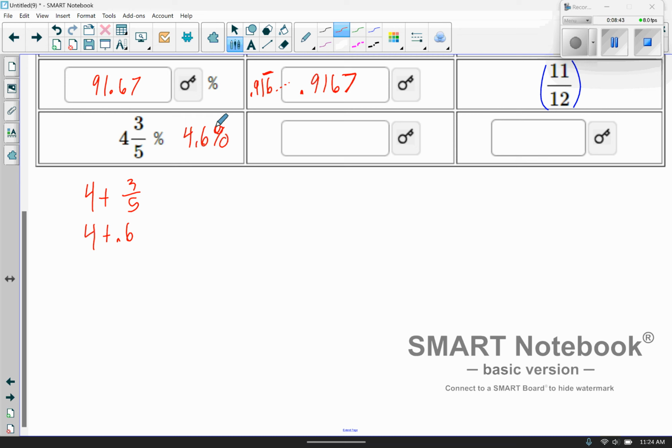Okay, after that, this should be fairly simple. And so if we're going to convert this to a decimal, we have to move that decimal spot 2 spots to the left. So this is going to be 0.046. And then the last thing we need to do is convert this to a fraction, which it will be reduced. So we'll have to take care of that in a second.